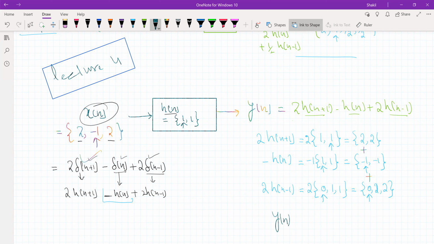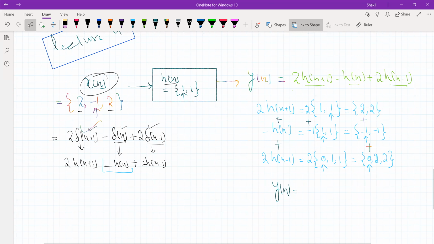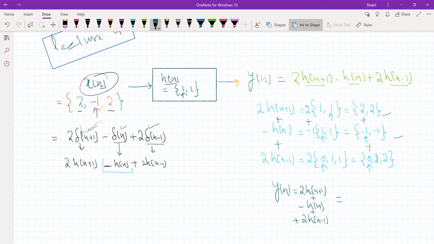So y of n is these individual responses added: twice h of n plus 1, plus minus h of n, plus twice h of n minus 1. So these and these are given here. Just add the corresponding sample values. So this is n equal to 0. First let's obtain n equal to 0. 2 minus 1 is 1. So the sample point will be 1.